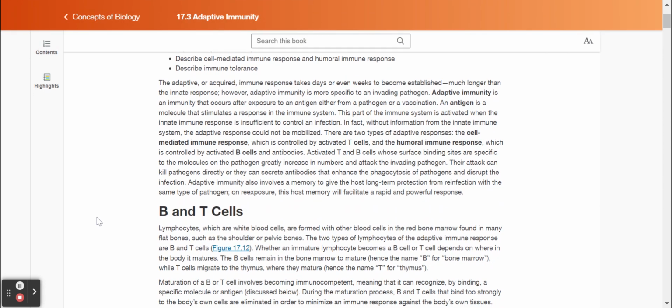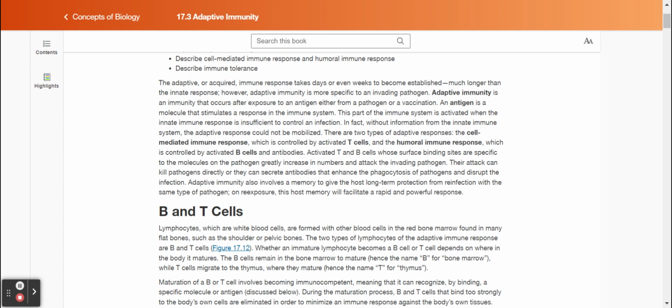The adaptive, or acquired, immune response takes days or even weeks to become established, much longer than the innate response. However, adaptive immunity is more specific to an invading pathogen. Adaptive immunity is an immunity that occurs after exposure to an antigen, either from a pathogen or a vaccination. An antigen is a molecule that stimulates a response in the immune system.